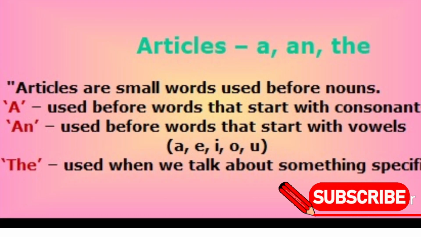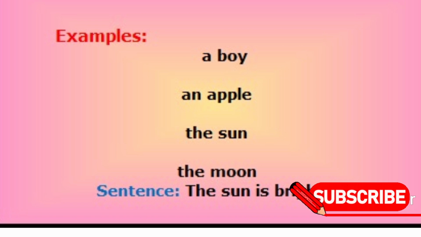Articles, a, an, the. Articles are small words used before nouns. A. Used before words that start with consonants. An. Used before words that start with vowels, A, E, I, O, U. The. Used when we talk about something specific. Examples: a boy, an apple, the sun, the moon. Sentence: the sun is bright.